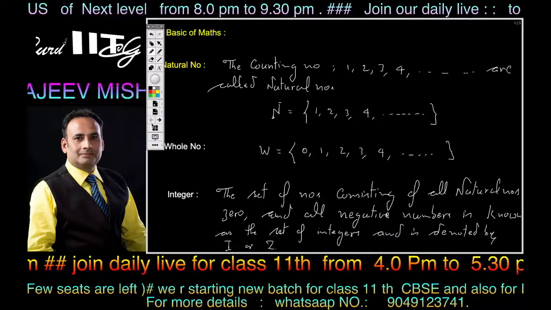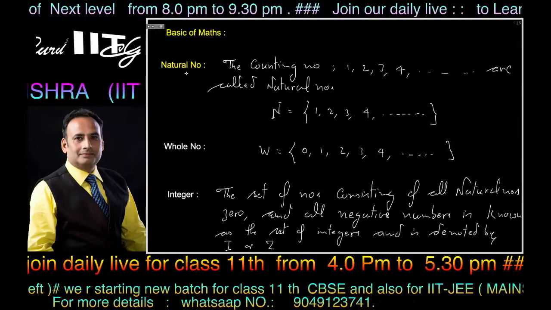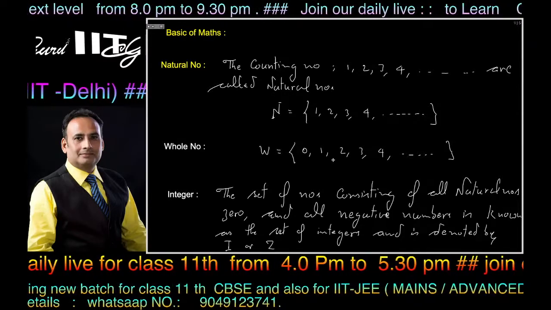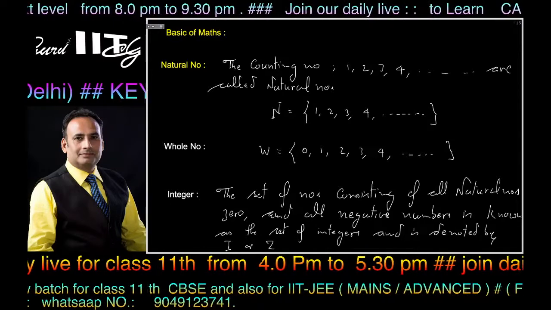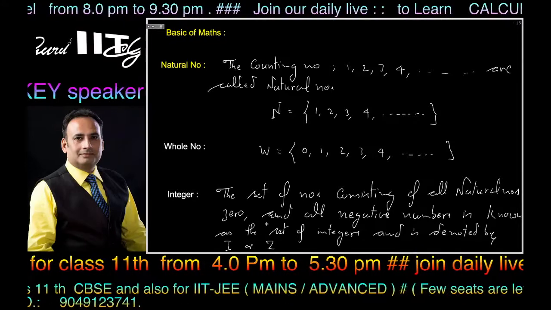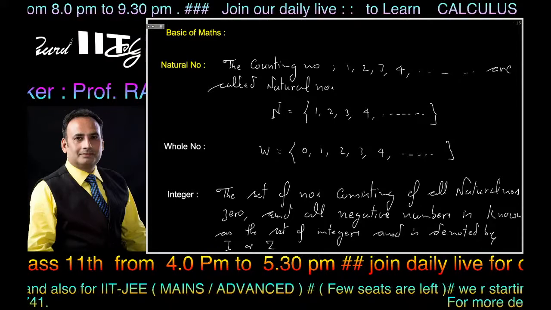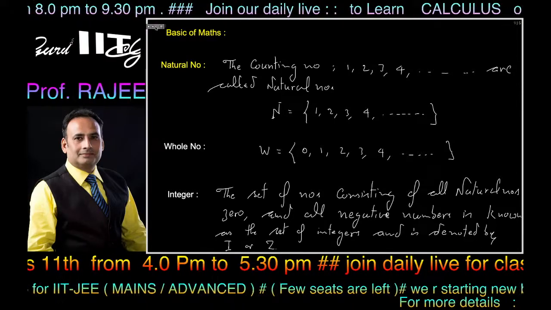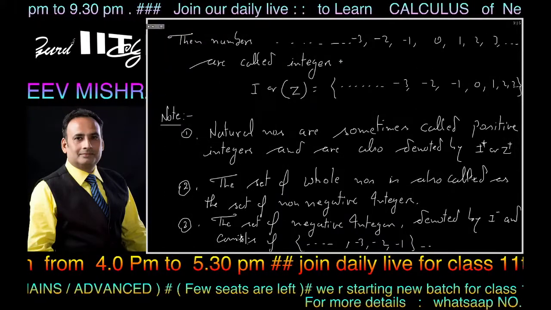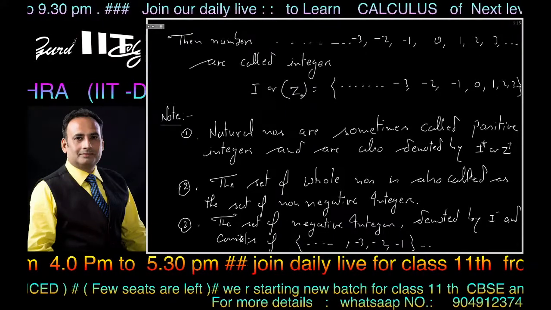Let me take a quick revision of what we have studied, the basics of mathematics. That is the natural numbers, all the counting numbers, and whole numbers, if you include 0. This is a recap, and all the integers. The numbers consisting of all natural numbers, 0 and all negative numbers are known as the set of integers, denoted by I or Z. In the integers there are three types: negative integers, zero, and positive integers.